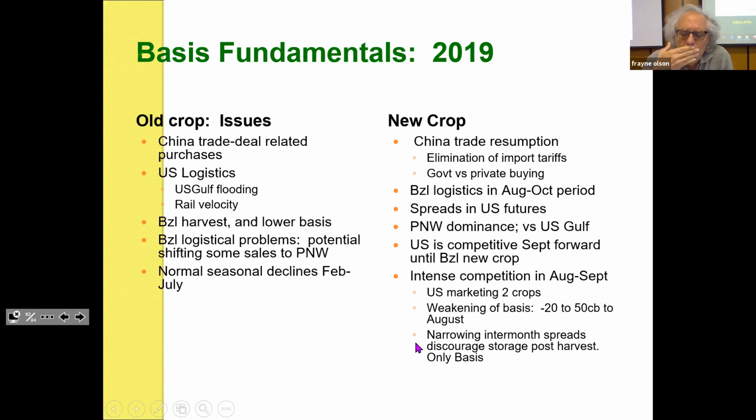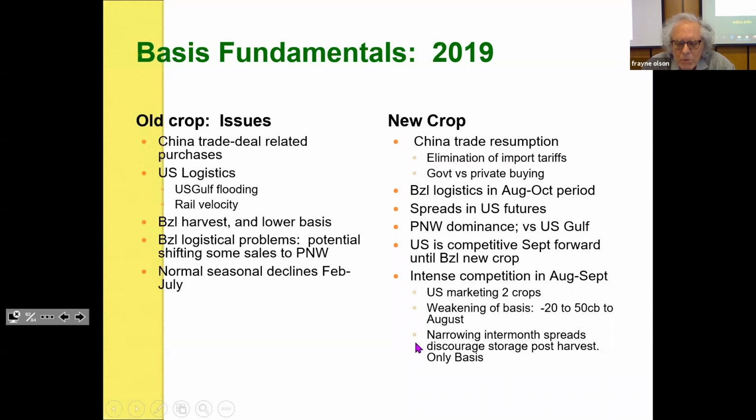As we look into August, September, one of the concerns I have is we potentially have 2 crops being marketed at one time in the United States. Frayne will speak more about that. But as we look into August, September of this coming year, just remember the basis normally weakens from 20 to 50 cents as we go into August. From today, declining 20 to 50 cents. There's little chance the basis is going to be increasing between now and August. So there's going to be downward pressure driven by Brazil exports, driven by coverage of the importers and all this. So downward pressure on the basis into August.